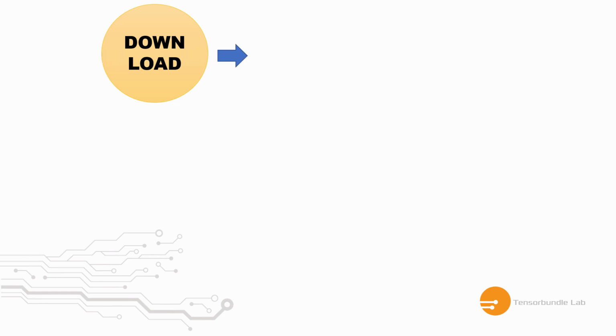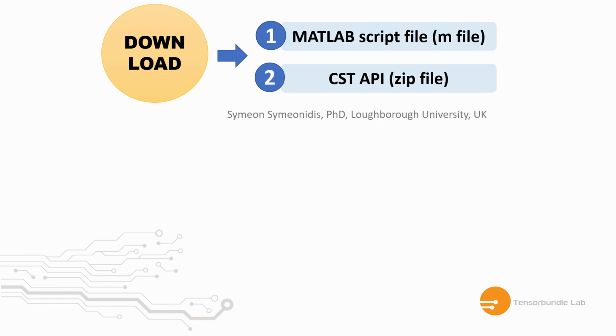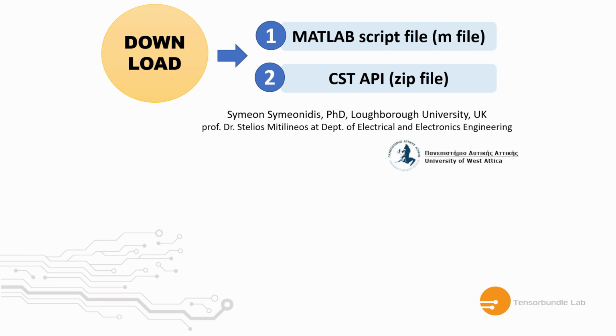In order to initiate this project, you have to download two files. Number one is a MATLAB script file, and the second file is a zip file, that is the CST API file necessary to run the MATLAB script file and invoke the CST platform through the codes. And my good friend from Greece, Simon Simonidis, has helped me to write down these codes. He's right now working with Professor Stelios.